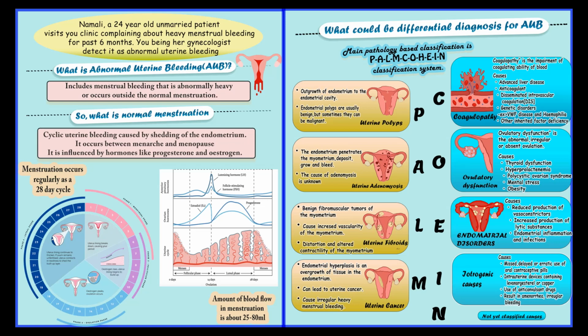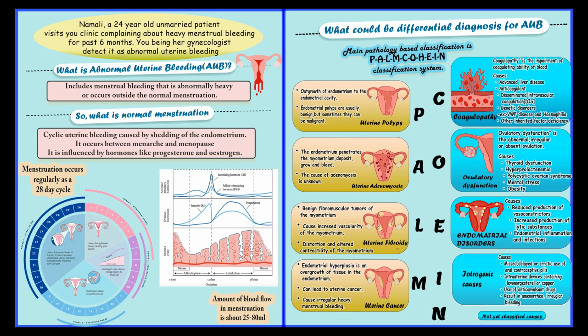First one is the polyp. Polyps are epithelial proliferations, mostly benign. They can occur in the endometrium or endocervix, and most commonly they are asymptomatic. The second of the structural causes is adenomyosis. This is the ectopic presence of endometrial glands and stroma in the myometrium.